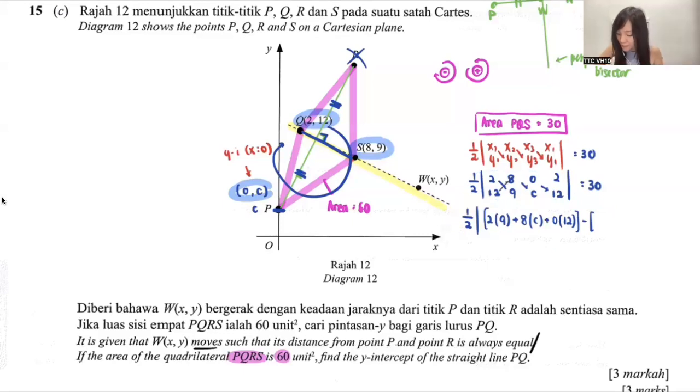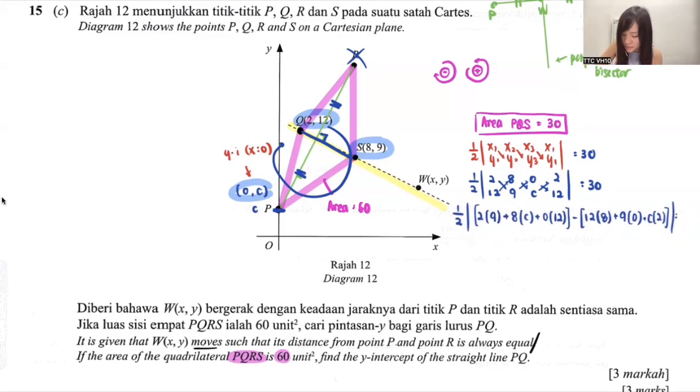Okay, now moving up. 12 times 8 plus 9 times 0 plus C times 2 equals to 30. Okay, quite nice. So guys, times half, move it over, divide by half. It should be 60 here. So 2 times 9 is 18, 8 times C, 8C. Minus 12 times 8, 96. Then 2 times C, 2C.